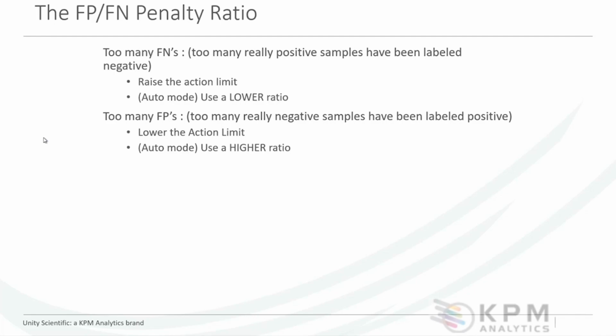Conversely, if you're getting too many false positives, so these are situations that were in fact negative, but they've been labeled positive, in this case, you want to lower your action limit. Or in auto mode, you're going to use a higher ratio. So in this way, you can determine your threshold, determine your limits, and make sure that your analytical situation and your qualitative analyses are pulling out and identifying your fail and pass samples correctly according to your analytical needs.